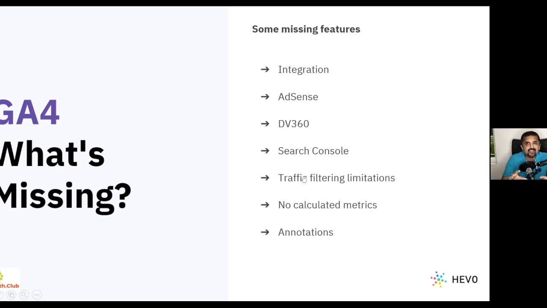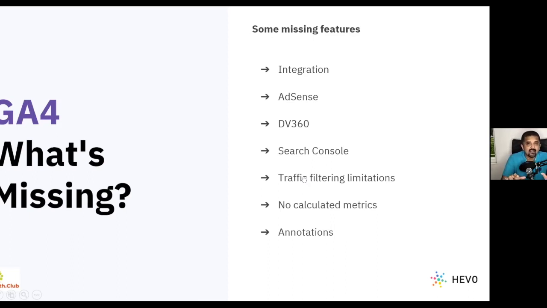If you're an SEO guy, this is a bit of a disappointment for you because there is no linking between Google Analytics 4 and Google Search Console. Traffic filtering limitations. Essentially, Universal Analytics had a very robust traffic filtering mechanism based on geos, based on host names, and all other stuff. In GA4, it is very limited to limiting your developer traffic or internal traffic.